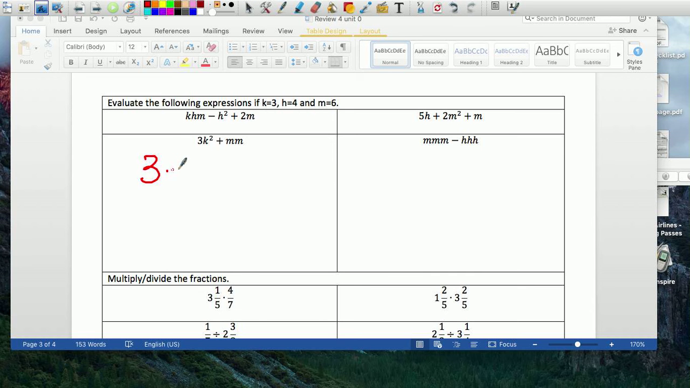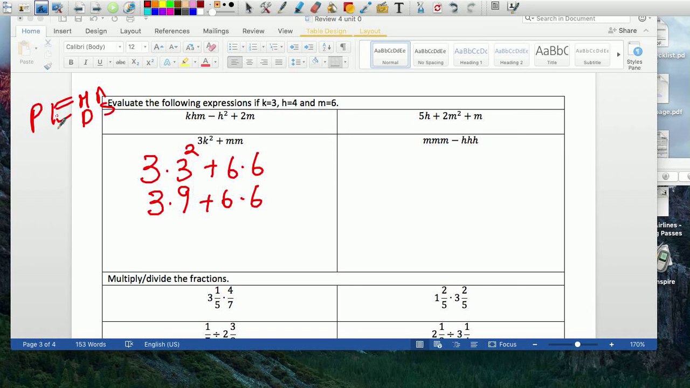3 times k, which is 3 to the second power, plus m, 6 times 6. Parentheses, exponents, multiplication or division, addition or subtraction. Any parentheses? No. Any exponents? Yes. So take care of the exponents. 3 times 3 to the second power is 3 times 3, which is 9, plus 6 times 6. Are there more exponents? No. Is there addition, subtraction? No, addition.